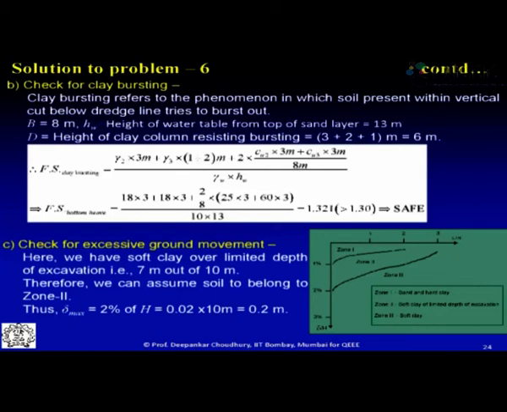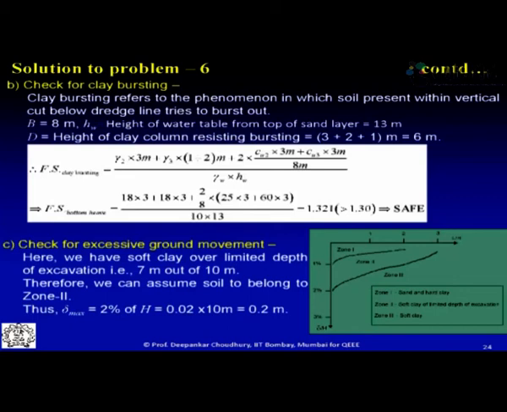So 2 times Cu of that 3 meter and Cu 3 times of the 3 meter divided by width of your cut, that is 8 meter, and disturbing force, as I said, gamma W is considered 10 kilonewton per meter cube, and HW, that is the column of your standing water, is 13 meter. So with this we get the factor of safety as 1.321, which is greater than our required value of 1.3, hence it can be considered safe against clay bursting also.